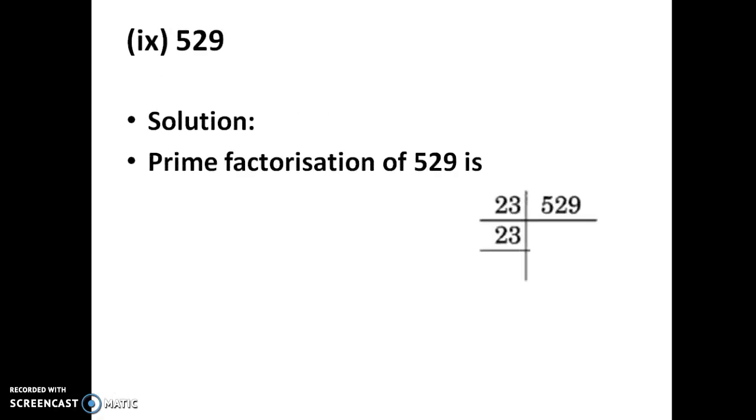Then 529. You will get the factorization like this, because this number is only divisible by 23. You can find it out. You can see that it is not divisible by 2 or 3 or 5 or 7 or 11 or 13 or 17. It's divisible by 23 only. So 23 is the least factor of this number. So 23 into 23 is 529. So you will get only 1 pair of 23. So the answer is 23.